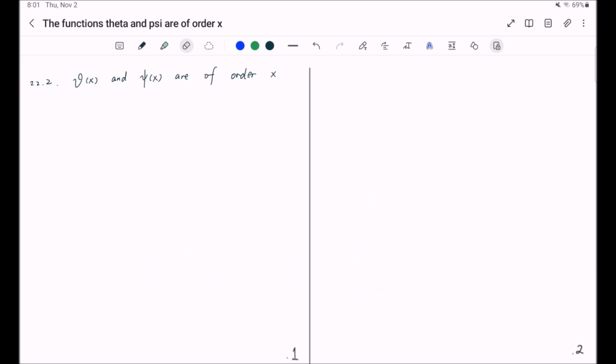In this section of the video series, we are going to prove a theorem concerning the order of growth of theta of x and psi of x. We will show that they are of order x. Remember, as I stated from the beginning, a here is always an unspecified constant. And throughout this video series, we always use the same labeling as in Hardy's book.